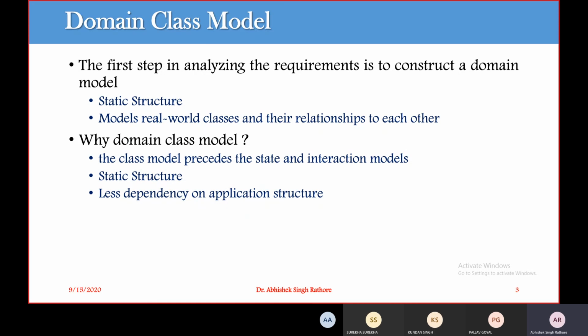During our analysis, the class model usually precedes the state and the interaction model, because the static structure tends to be better defined. So we'll proceed with the class model before the state model and the interaction model. Our motto is that the static structure tends to be better defined, and it should be less dependent on the application details, and it is usually more stable as your evolutionary process goes on.